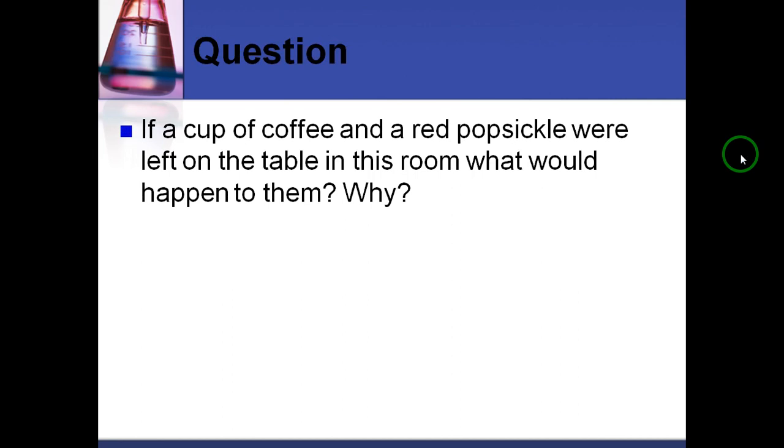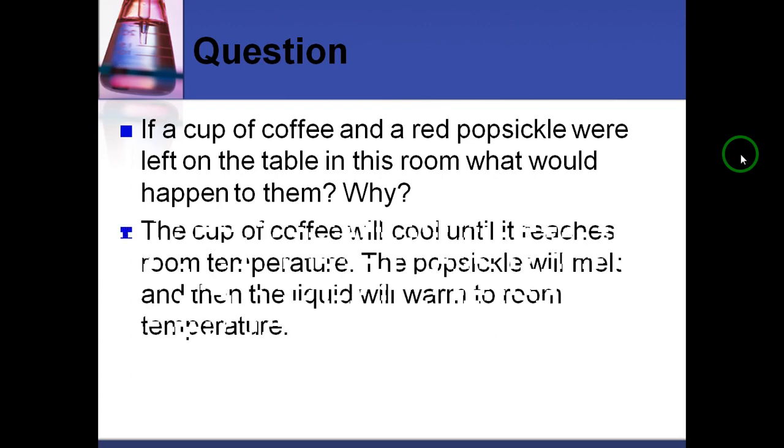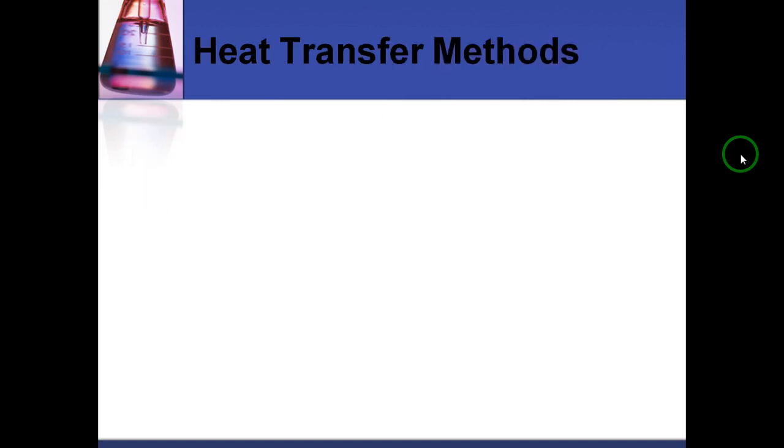Imagine you have a cup of coffee and a red popsicle. If they were left on the table in the room, what would happen to them and why? The cup of coffee will cool until it reaches room temperature. The popsicle will melt and then the liquid will warm to room temperature.